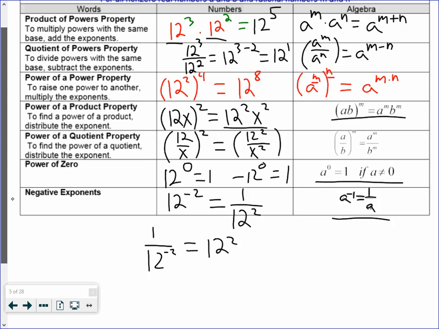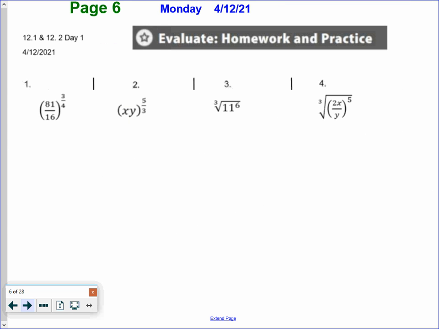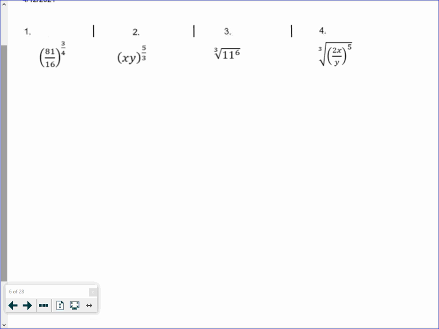So that's it for the notes. But I do want to go over the first 2 problems of the homework to give you a little better reference of how we solve these problems. These problems right here are very similar to the ones we did earlier. We want to change these problems from rational exponents to radical expressions, and radical expressions to rational exponents.